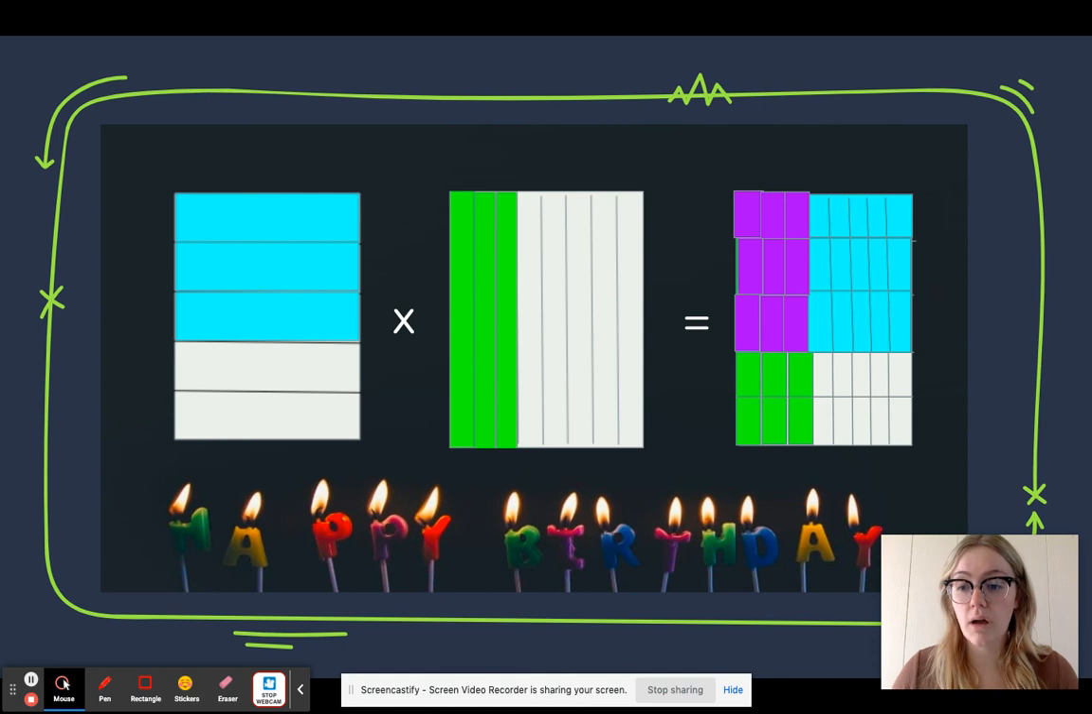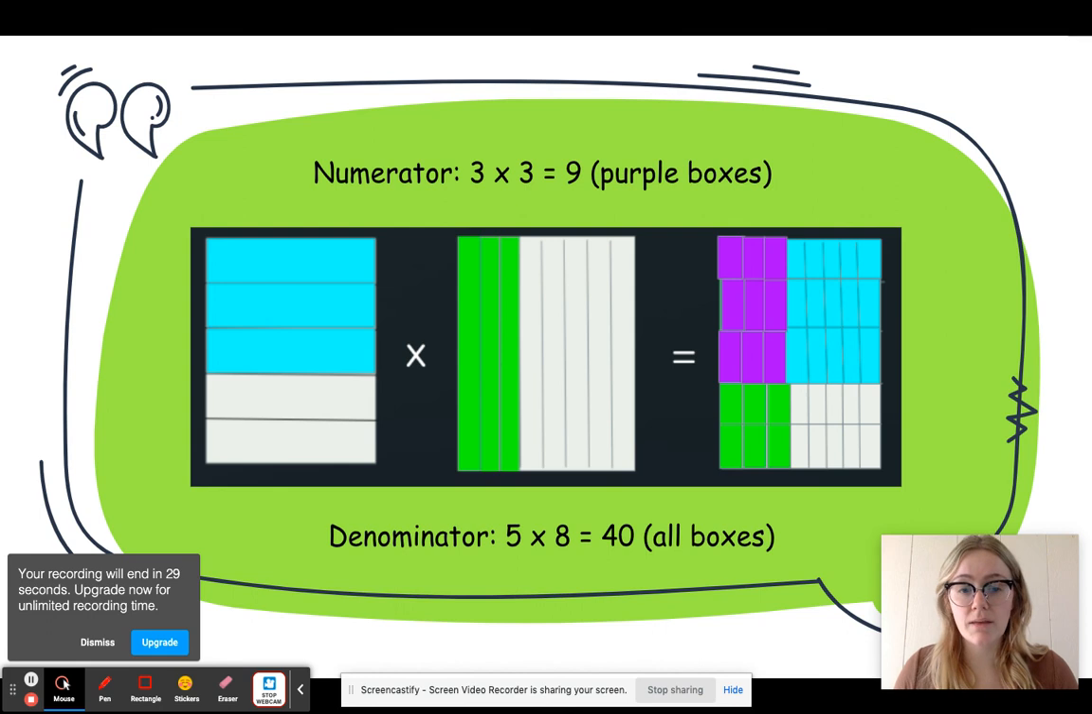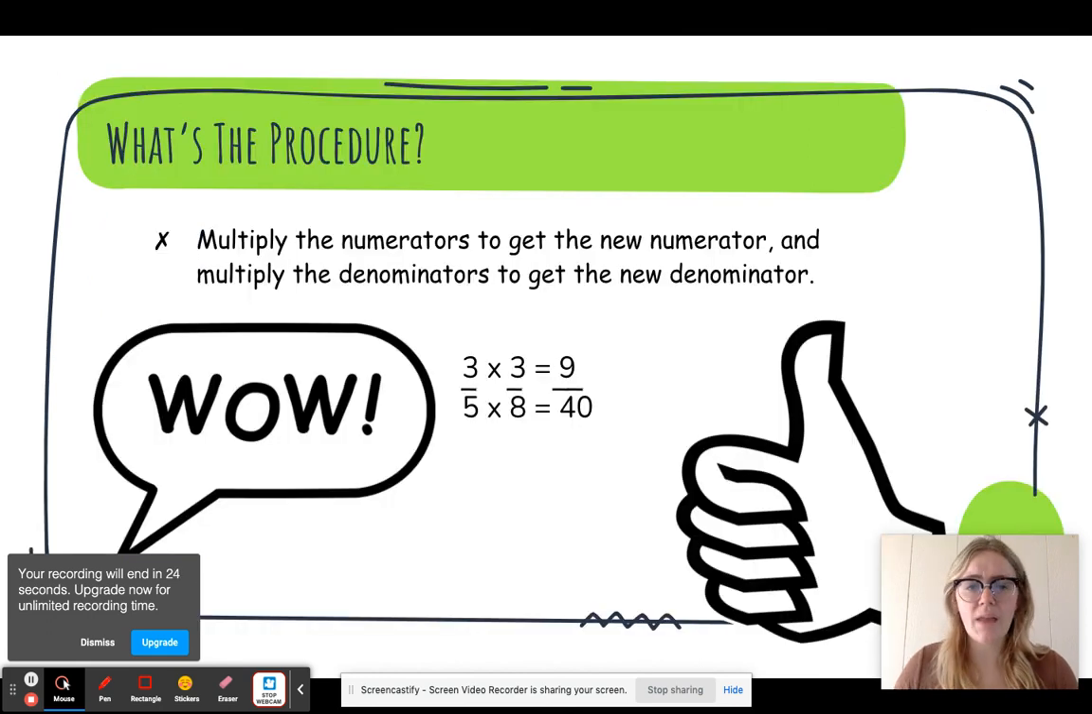9 is our numerator. And all of the boxes, if you count all of them, it equals 40. So our denominator is 40. So I do some math here to show you. 3 times 3, 3 blue times 3 green equals 9 purple boxes. And the denominator is 5 times 8 equals 40. I do that again here for you to see. Multiply numerators to get 9 and multiply denominators to get 40. So the answer is Isla ate 9/40 of the cake.